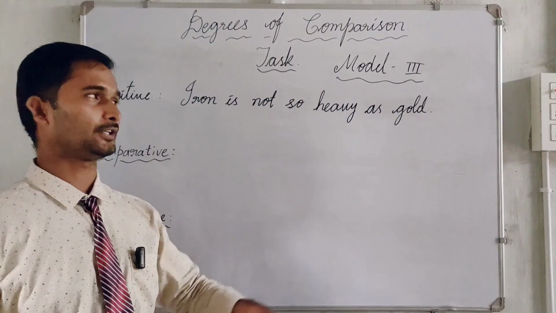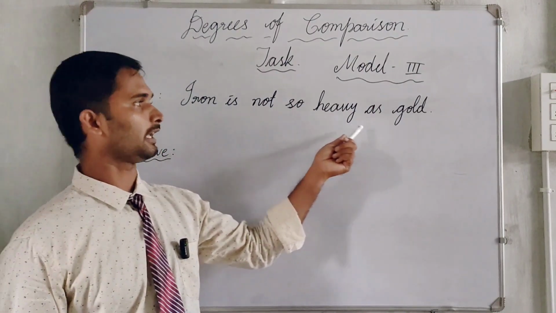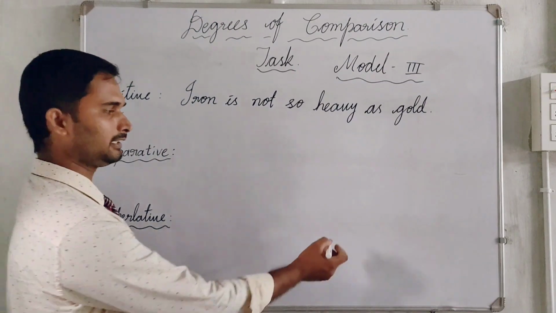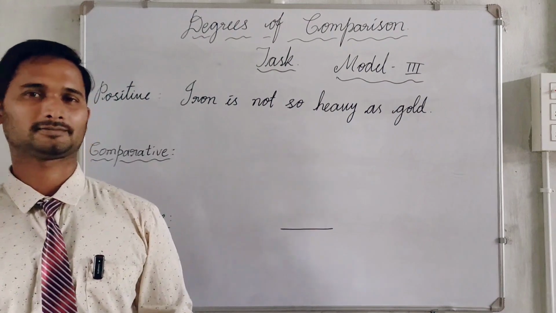Here is a task for you of Model 3. Positive form: Iron is not so heavy as gold. Can you get the comparative form? It doesn't have the superlative degree. Comment it in the comment box.